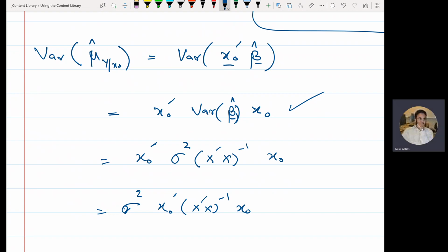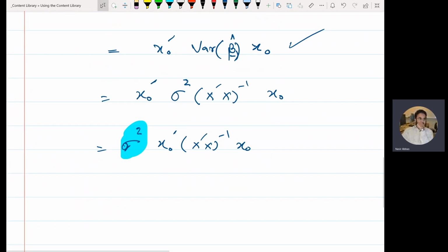Now here is a big problem. What is that big problem? The big problem is sitting right at the start of the equation. We don't have the sigma square. What is the sigma square? The error variance. And we don't have it. We replace it by the estimator MSE. So this one is, by the way, the variance of mu hat of y given x naught. But when I replace sigma square by the estimator, the variance becomes the estimated variance.